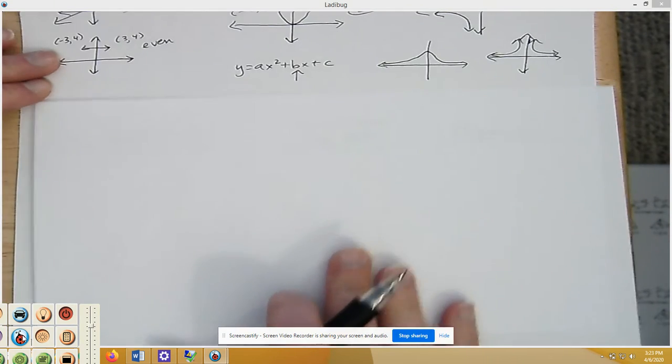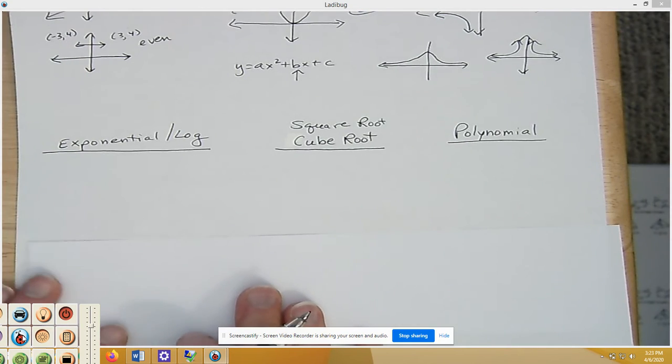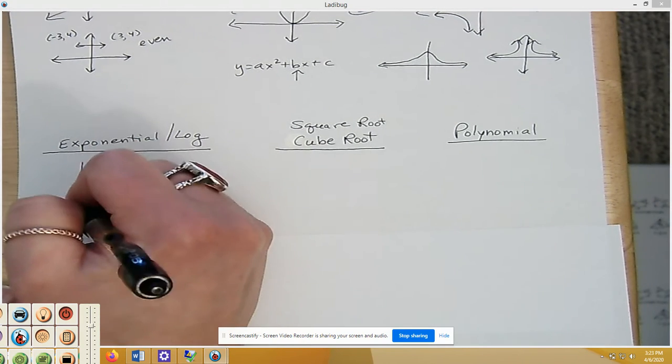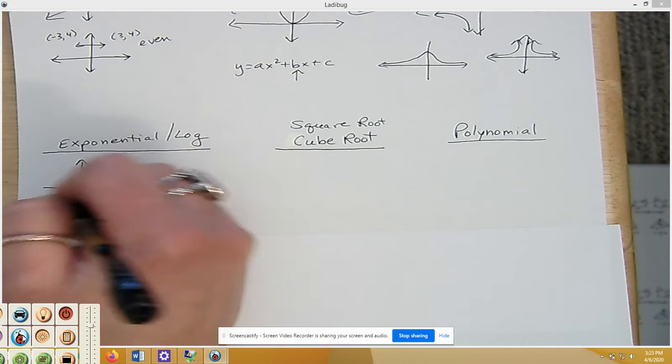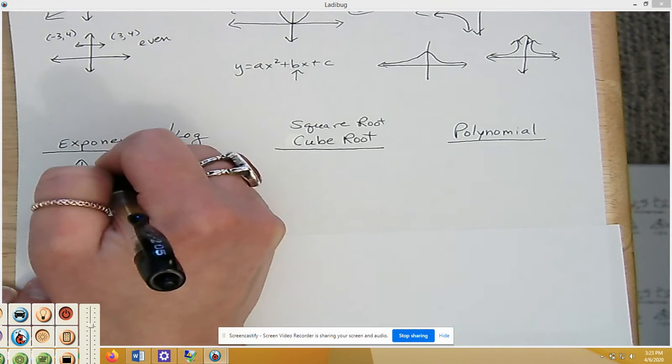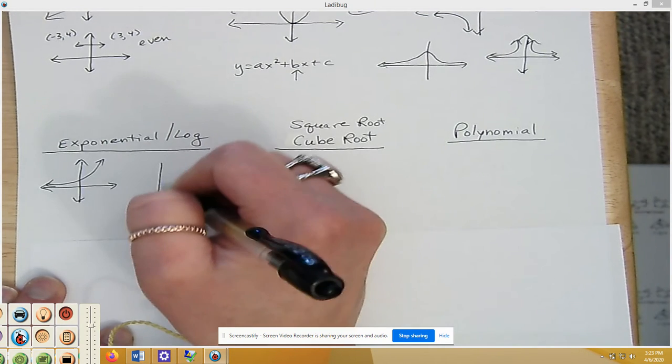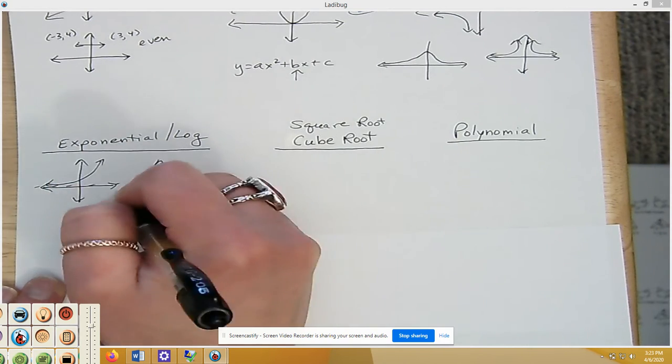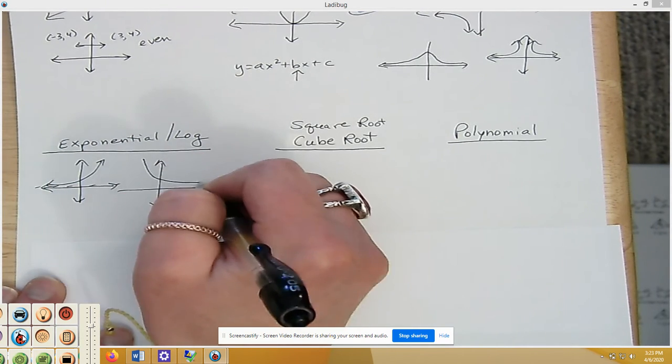All right, continuing. Exponential and log functions. So we have exponential growth, you have exponential decay. Here would be an exponential growth with a horizontal asymptote. Here would be a decay.